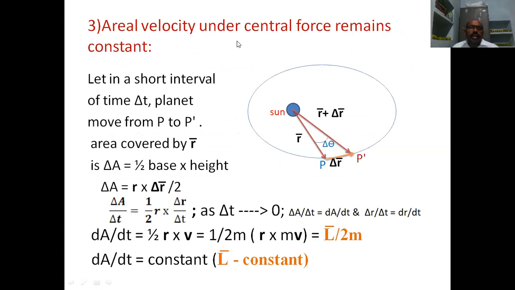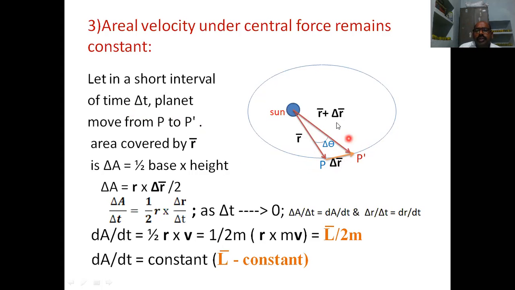Now, aerial velocity under central force remains constant. So, if we take the solar system, it is the sun and a planet revolving in an elliptical orbit. If it is the radius vector of the planet, and if we consider a small interval of time delta t, the planet is initially at point P, and after some time delta t it reaches P dash. It travels delta r bar distance.